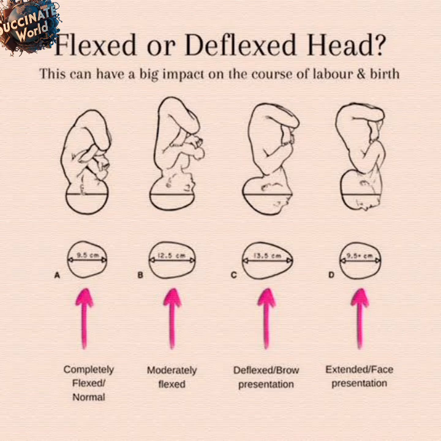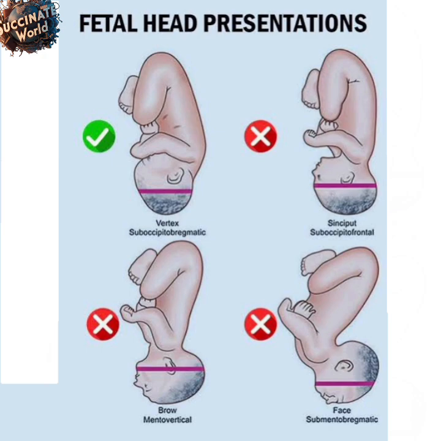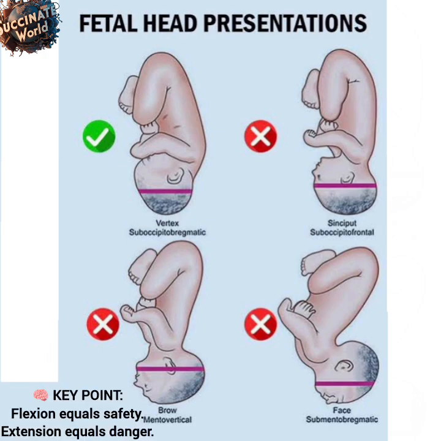Here's the most important rule you must understand. If the baby's head is flexed, the smallest diameter presents. If the baby's head is extended, the largest diameter presents. Flexion brings the chin toward the chest. Extension lifts the chin away from the chest. This one movement alone can decide the outcome of labor. Key point: flexion equals safety.